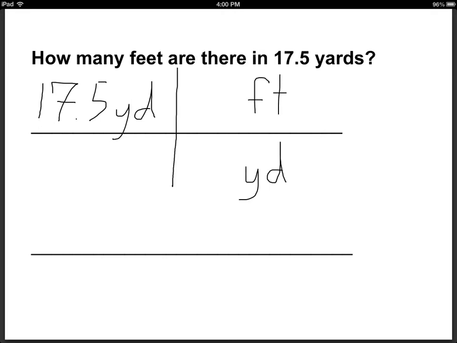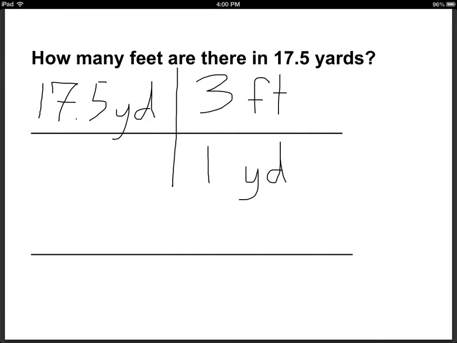And lucky for me, there's actually a direct relationship between yards and feet. So really this problem is as simple as saying, okay, well, we have our given information, 17.5 yards, and we're going to try and change it to feet. And what we see here is that for every 1 yard, there are 3 feet.